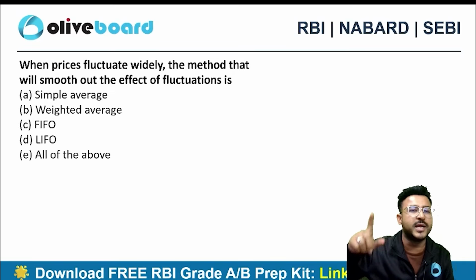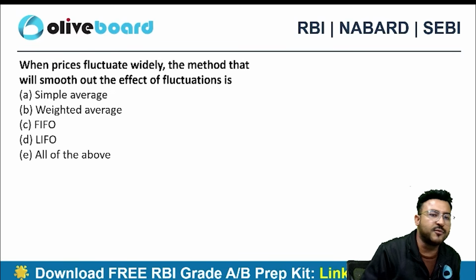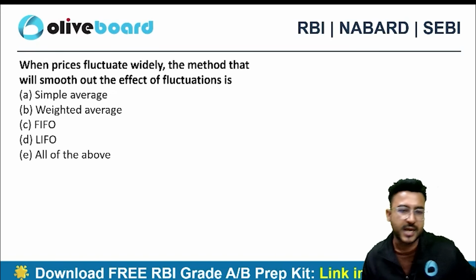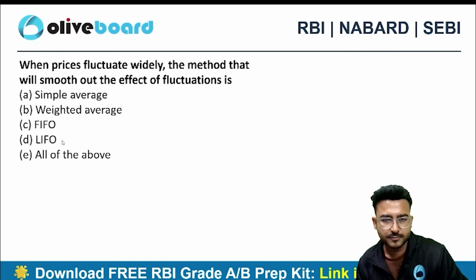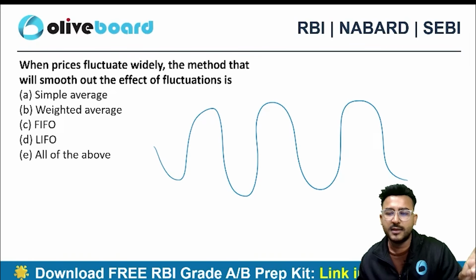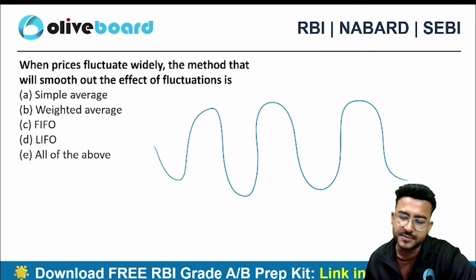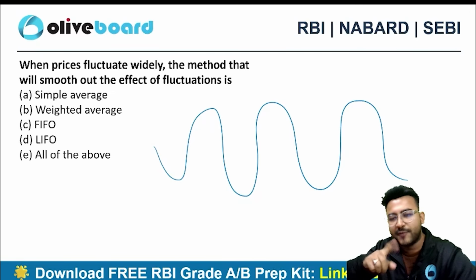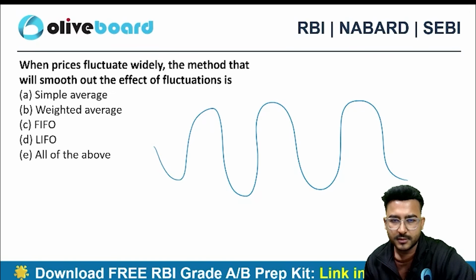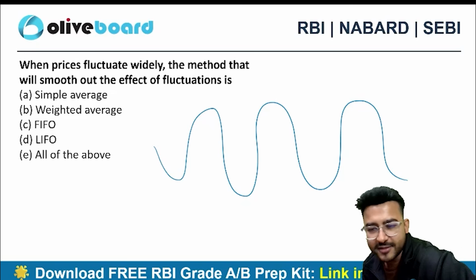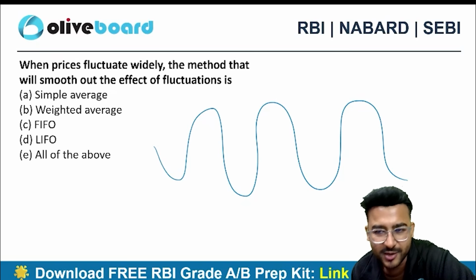When prices fluctuate wildly, the method that will smooth out the effect of fluctuation will be what? Simple average, weighted average, FIFO, LIFO, all of the above. A similar kind of question we did in the first MCQ class of costing. When the prices are fluctuating widely, the method that will smooth out. So this is more related to quant rather than costing.